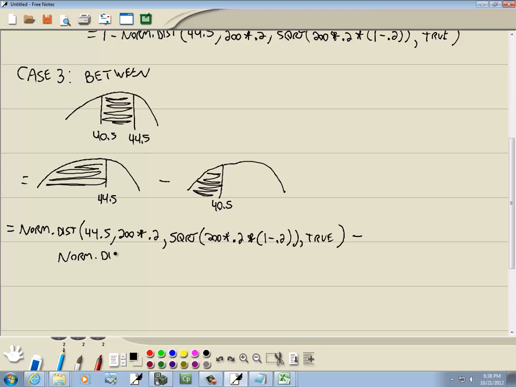NORM.DIST, and then we do the one on the left here. One on the left. One on the right. Go back to grade school. Learn left, right. Okay, so 40.5.